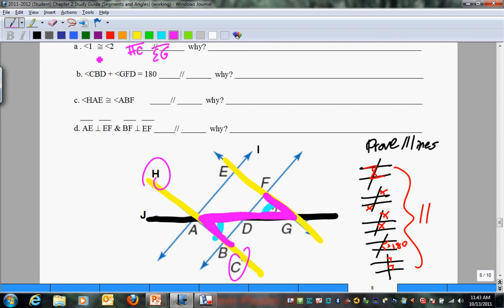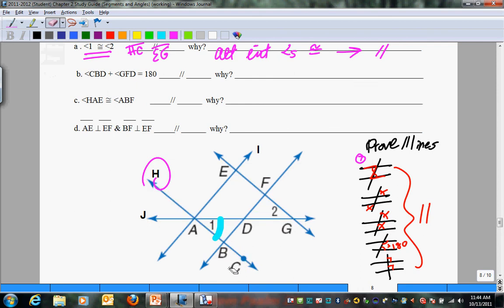Now, why? What kind of angles are 1 and 2? They are congruent. Alternate what? Interior. So, alternate interior angles are congruent. Therefore, my lines are parallel. That's my number 1. Alternate interior angles are congruent. Therefore, my lines are parallel. Okay, now I'm going to do C with you, and B and D you're going to do on your own, okay? So let's try C.